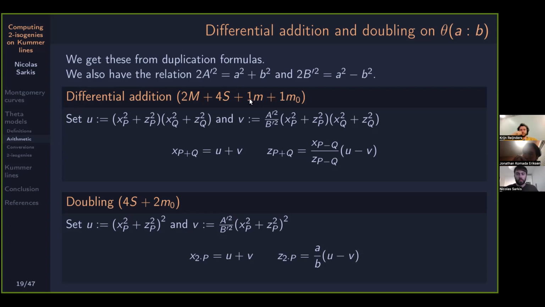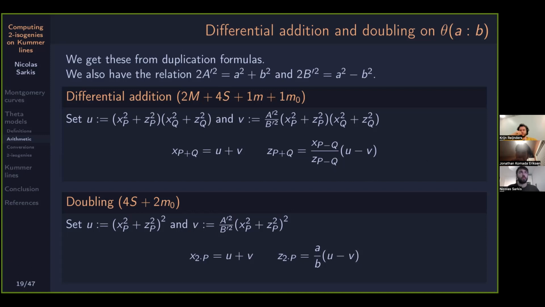Also, there's a typo. The plus 1m should be a big M, so 3M plus 4S plus 1M0. And you also have doubling formulas. The difference with Montgomery arithmetic is that you can put P equals Q to get doubling formulas, and this is what we do here.